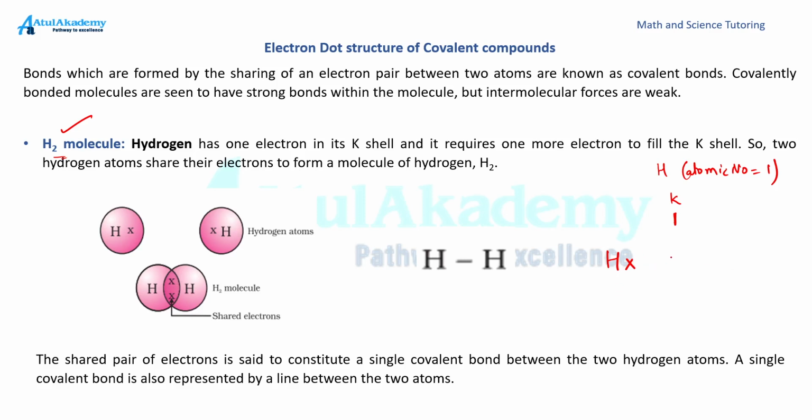Hydrogen has one electron only. So how will it complete its shell? If it takes one electron of another hydrogen, and this hydrogen also takes this one, both the hydrogens are sharing their electrons. So we have a single bond over here, which is represented by a single line. Here only a single covalent bond is formed between two hydrogen atoms, and it is a covalent molecule.